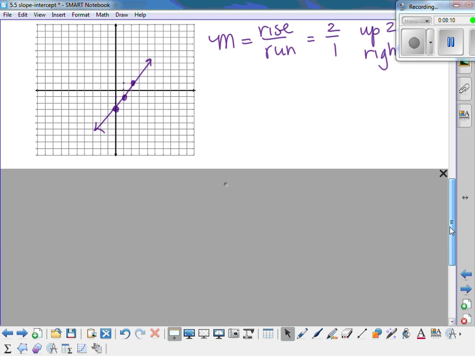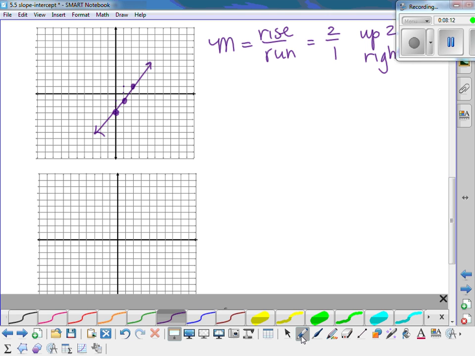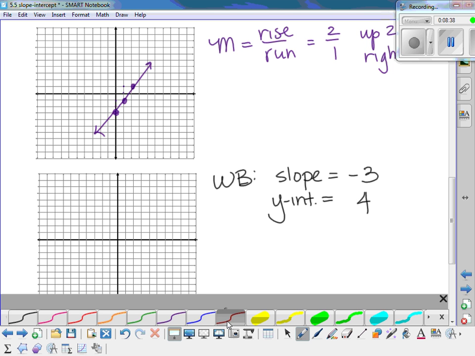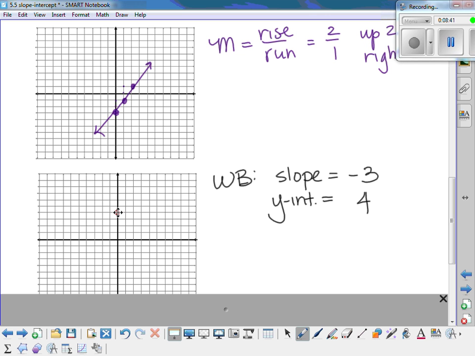All right, so on your whiteboards, I want you guys to graph a line that has a slope of -3 and a y-intercept of 4. Okay, so we started at +4 on the y-axis. Our slope was -3, so we go down 3 and to the right 1. Down 3 to the right 1.